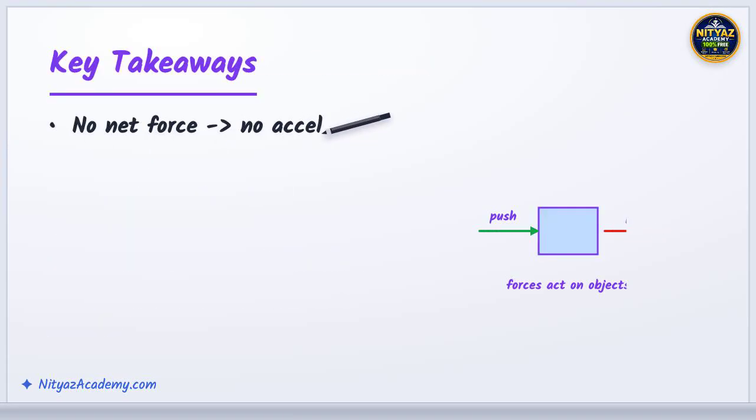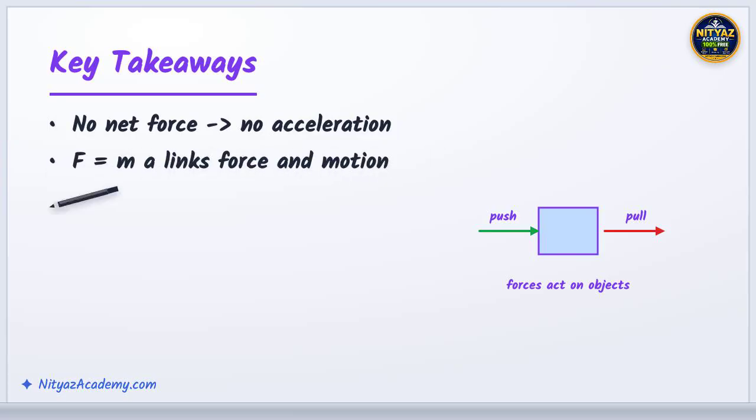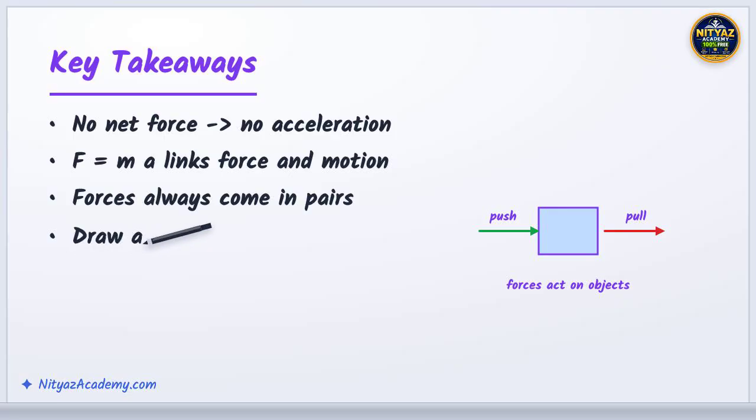To summarize, if forces balance, motion stays the same. When they don't, force equals mass times acceleration sets the pace, and every force has a partner pushing back equally. Whenever a problem feels confusing, draw a free body diagram first, and the answer usually appears. You now have the foundation of all classical mechanics.